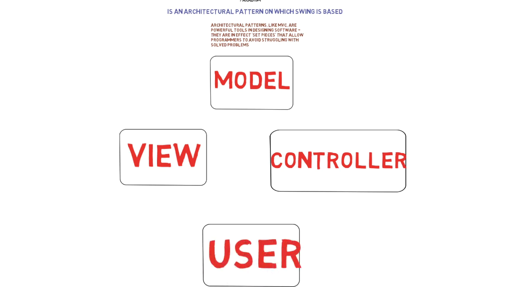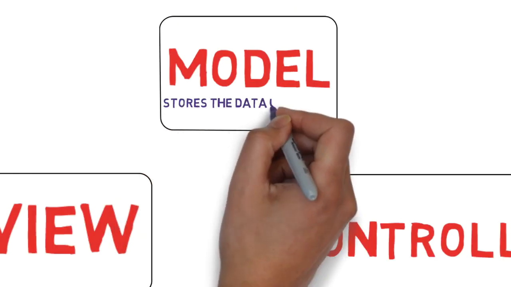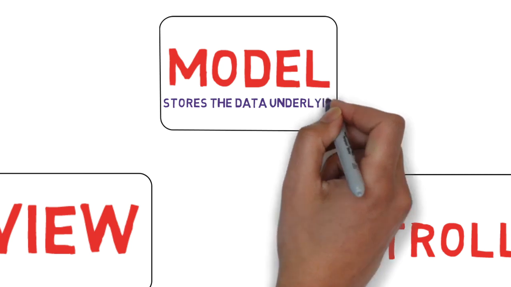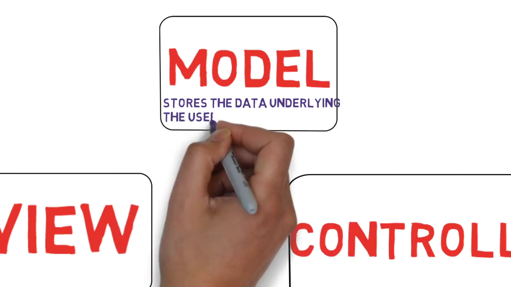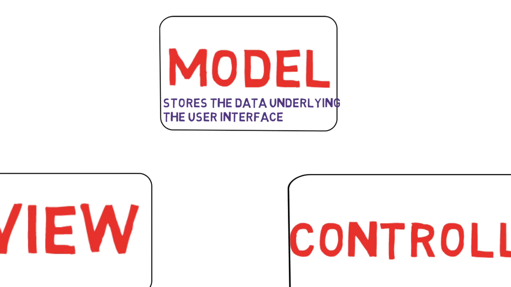Alright, so what is the model? The model stores the data underlying the user interface. Any user interface represents some underlying data, whether it's charts, whether it's tables, or whether it's just UI controls. All of those represent some data which has to be visually shown to the user. This underlying data is the model.